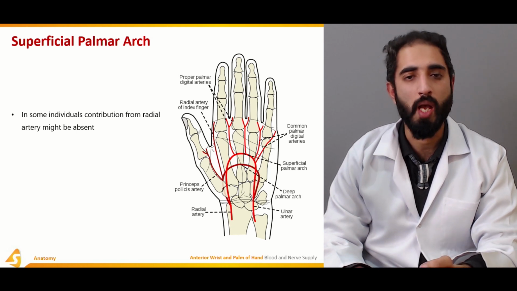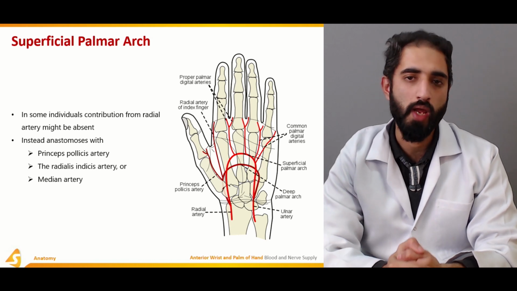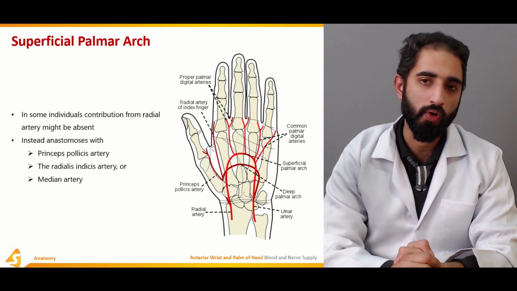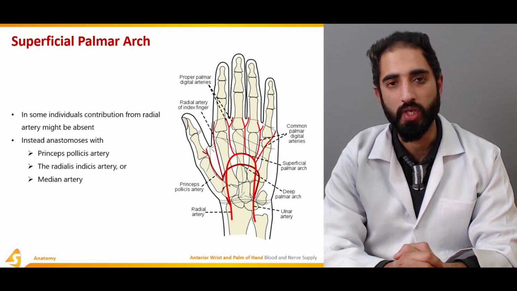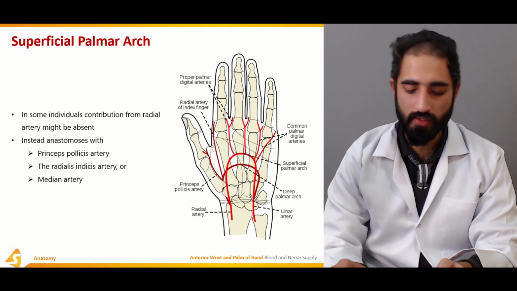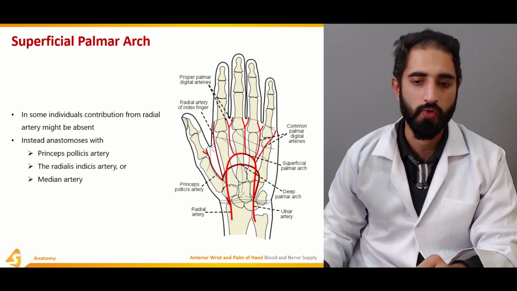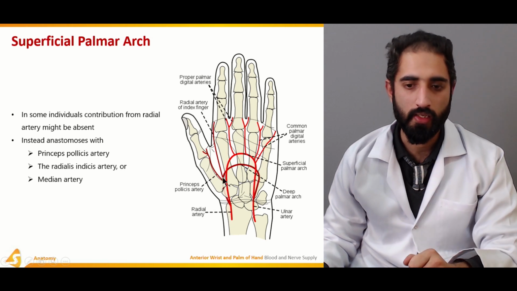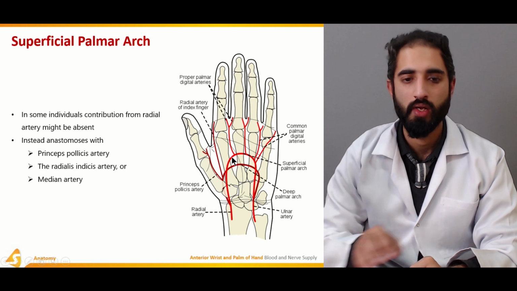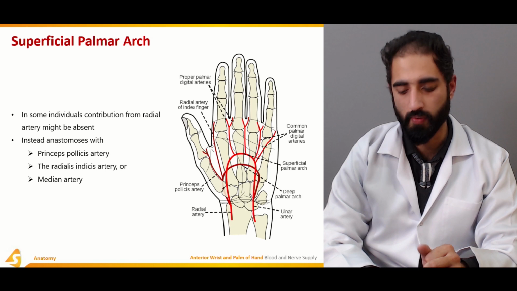However, in the case of the absence of the contribution of the radial artery, the anastomosis may be formed with the princeps pollicis artery, the radialis indicis artery, or the median artery. But that is in the case of the absence; nonetheless, the major contribution is by the ulnar artery, as you can see. So this is the ulnar artery, and you can see all of the branches are coming off from the ulnar artery, whereas the radial artery comes and gives off a small share to the formation of the superficial palmar arch.